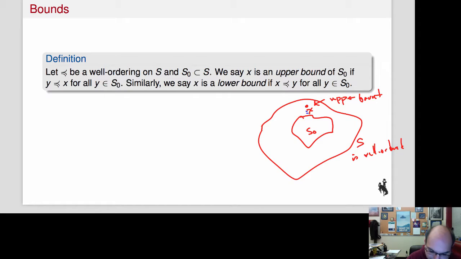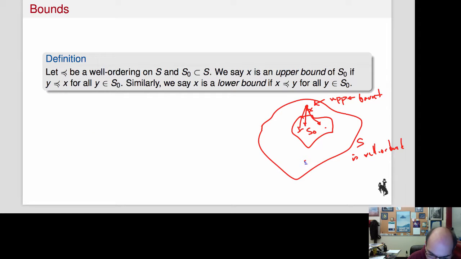And why is it an upper bound? The reason is that it's going to be bigger than every element of S naught. Now notice that it could be in S naught. It doesn't have to be in S naught, right? It just needs to be, quote, bigger than everything in S naught. And remember that the things are reflexive, so I really mean bigger or equal to.